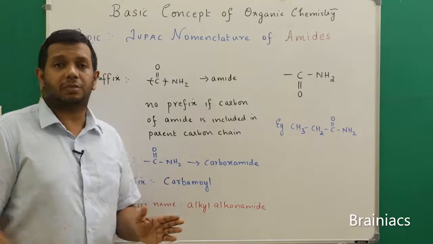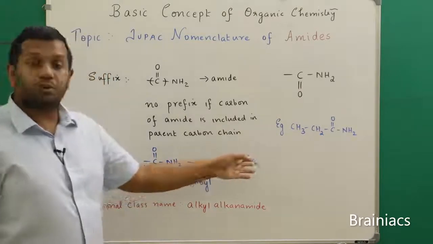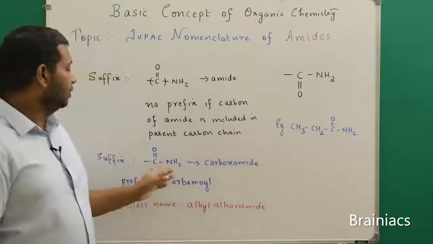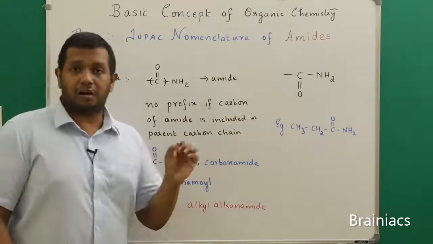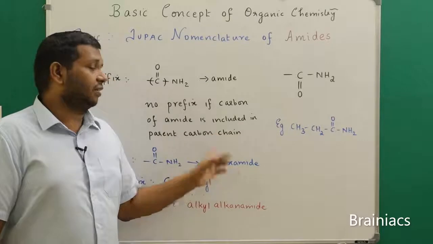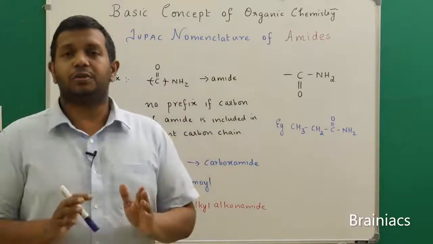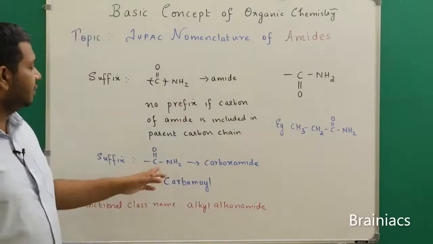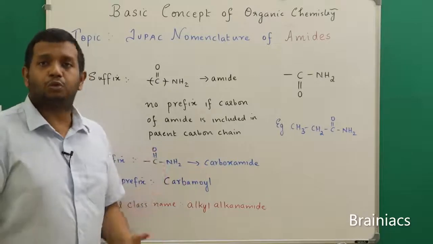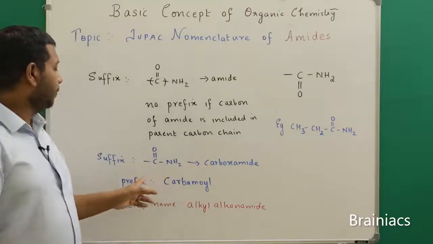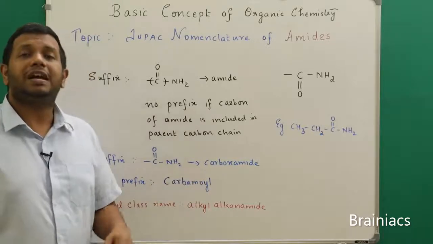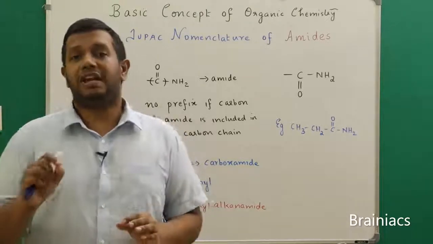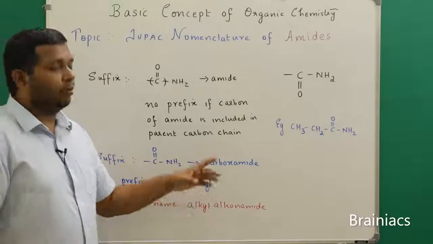Okay. Now the second case is where the carbon atom of the amide group is not included in the parent carbon chain. There can be a case like that. I have shown you in the previous case also. So in that case, what will we say? We will say carboxamide. Carboxamide, that is the suffix name. Understood? In this case, if CONH2 behaves like a substituent, the prefix used will be carbamoyl, C-A-R-B-A, carbamoyl.